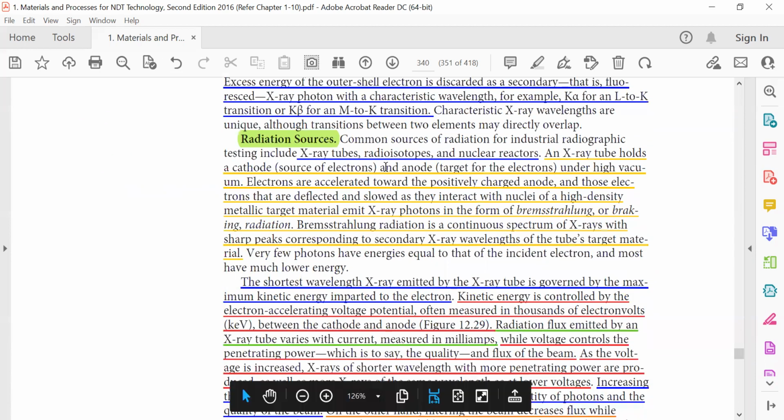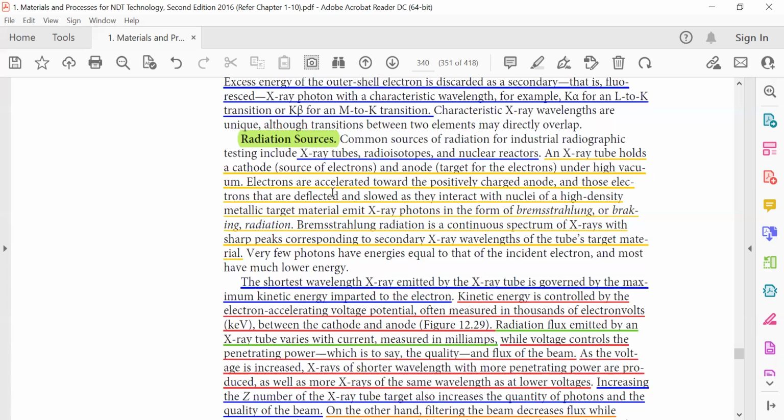Radiation sources: X-ray tubes, isotopes, nuclear reactors. The X-ray tube holds a cathode, the source of electrons, and an anode, the target for the electrons, under high vacuum.